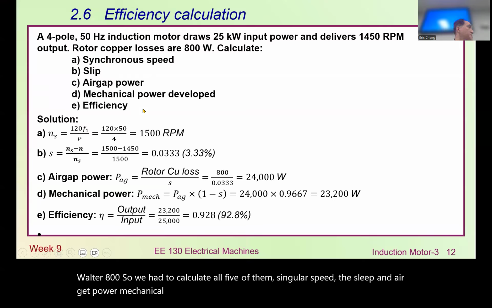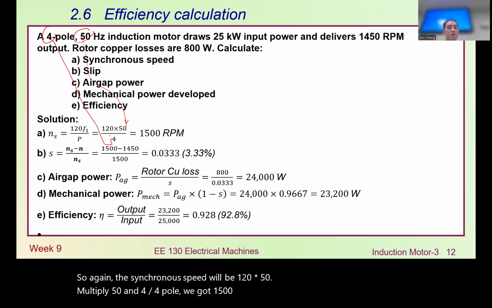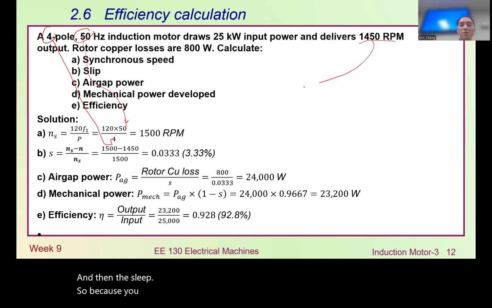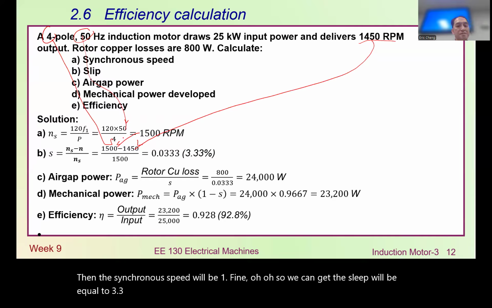Again, the synchronous speed will be 120 multiplied by 50, divided by 4 poles, we get 1,500 RPM. So part A is straightforward. And then the slip. Because the motor delivers 1450 here, and the synchronous speed is 1500, we get the slip equal to 3.33%.